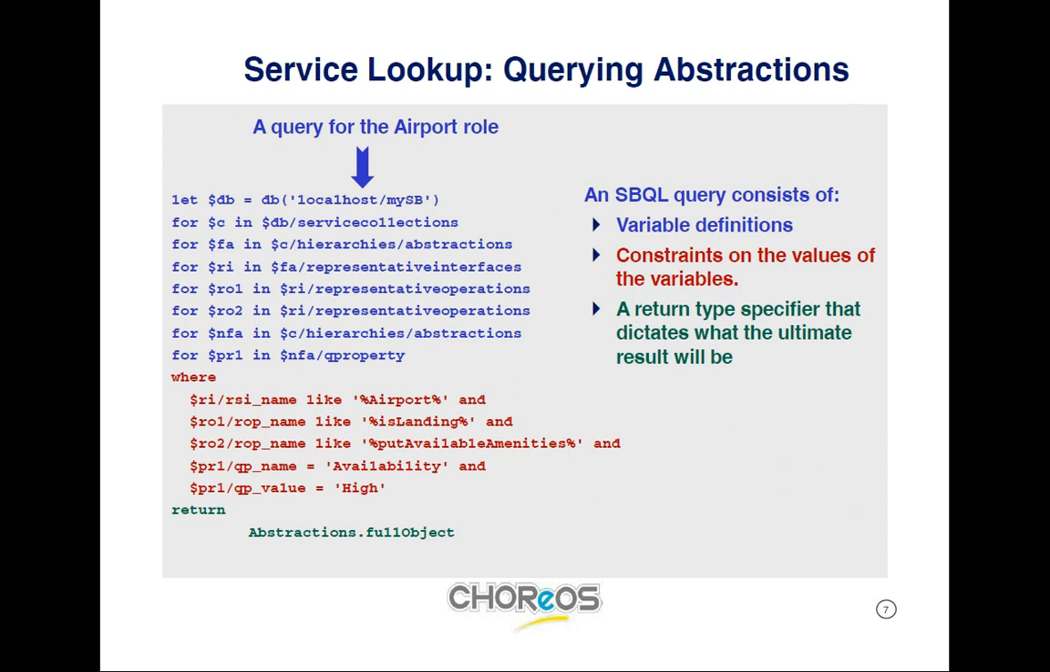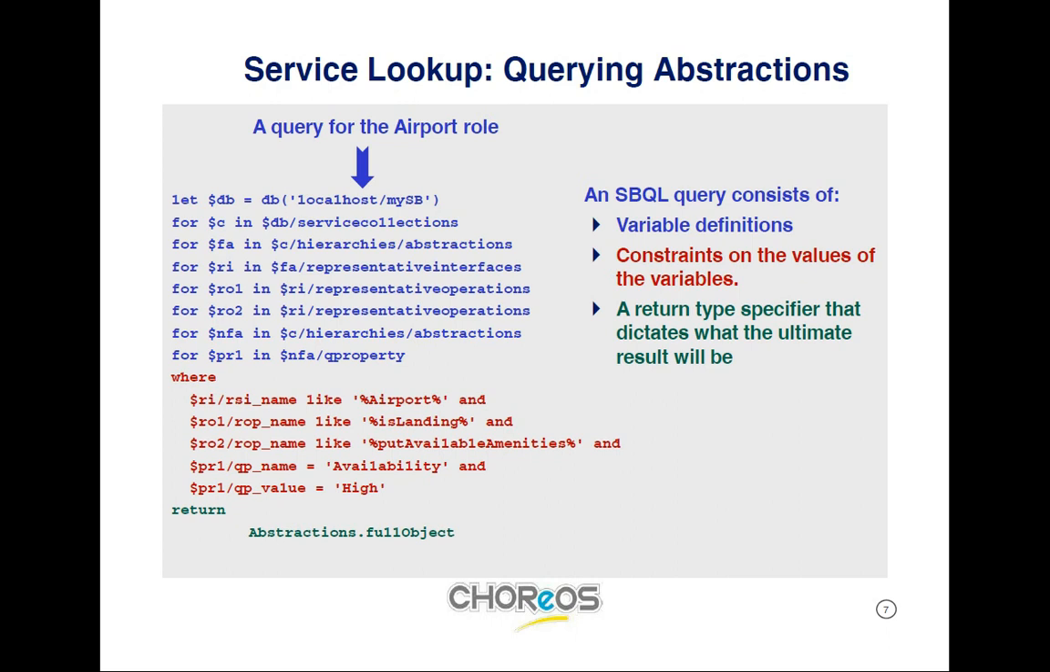The SBQL language is quite flexible as it allows us to specify constraints only on the service concepts that we are interested in. So we may have a query that focuses only on interface level properties, or a query that focuses only on operation level properties, or even a query that focuses only on parameter level properties.